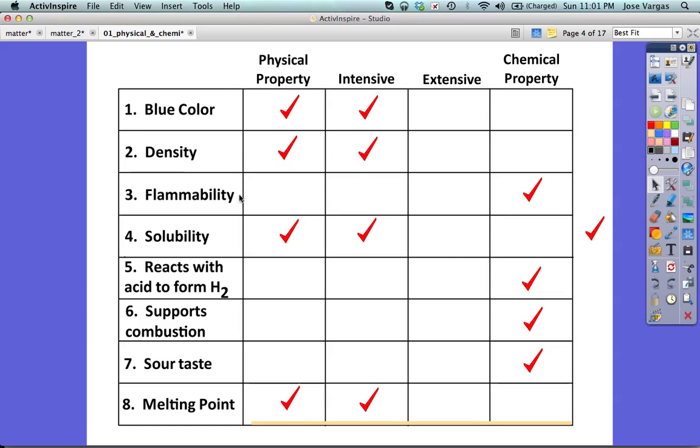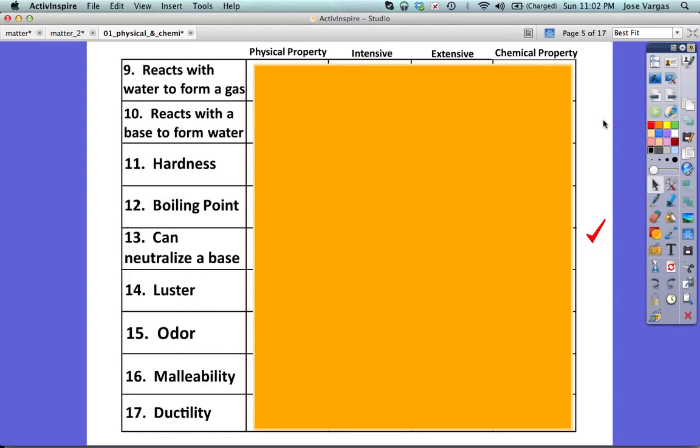On the other hand, flammability is a chemical property. The reaction with acid to form hydrogen gas is a chemical property. Supports combustion is a chemical property. Sour taste has undergone a chemical reaction, so it is a chemical property. Same thing here.